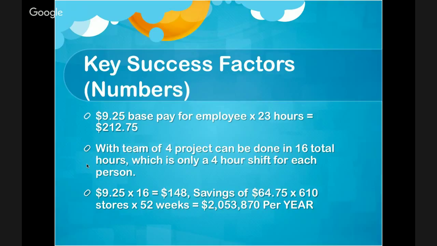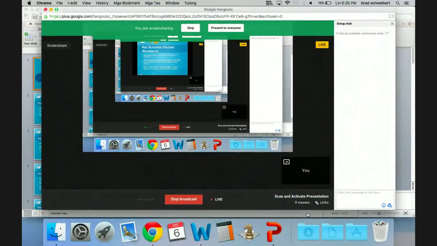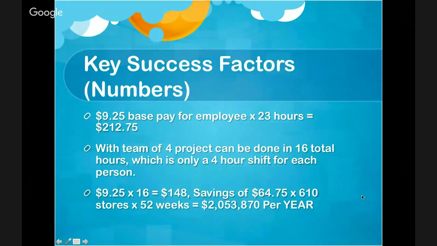And so some key success factors based upon our numbers. Right now, base salary pay for an employee at Dick's Sporting Goods is $9.25. Times that 23 hours of work is $212.75, times every associate that does this process. Now, for each store, if you take that base pay and create a team of 4, then it can be done within 16 hours, which means that's only a 4-hour shift for each person. You multiply your $9.25 by those 16 hours, which is $148, a savings of $64.75. Multiply that by our 610 stores nationwide and 52 weeks per year, and you'll have a savings of over $2 million per year, which can be reinvested into the company, into community improvement plans, into charity organizations, whatever it may be, to better the image of Dick's Sporting Goods.